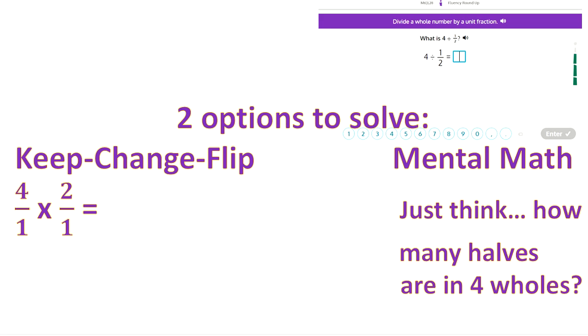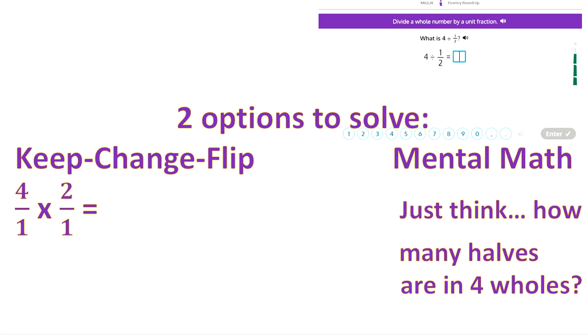And then what do we do? That's right, we just multiply straight across. So 4 times 2 is 8, and 1 times 1 is 1. Now, if you wanted to alternatively use mental math, where you're just thinking about it, you're saying, how many halves are in 4 wholes?